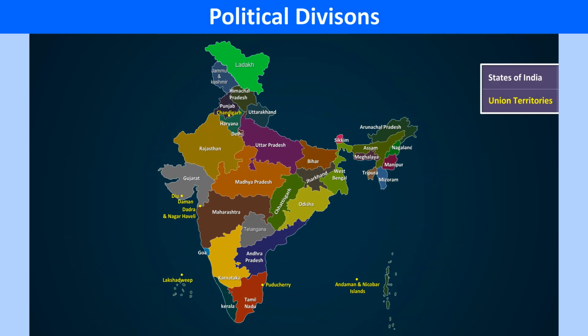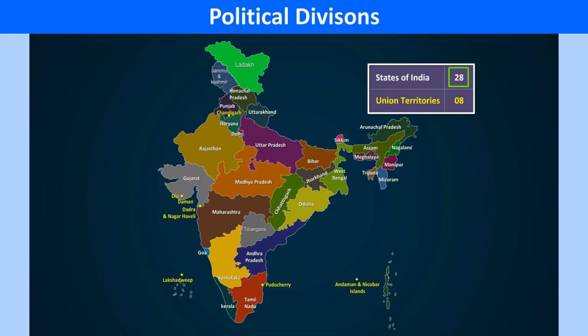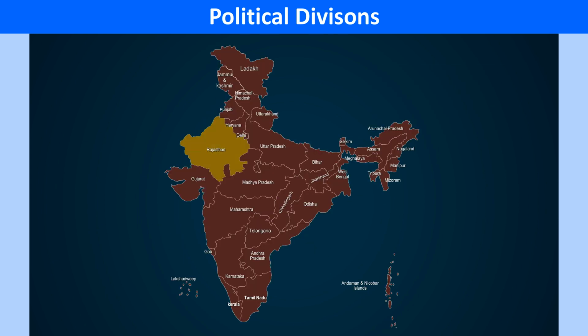Political divisions. There are 29 states and 7 union territories in India. The political map of India shows the boundaries of India's states and union territories and the area each unit covers. It also shows the state capitals and other major cities. Rajasthan is the largest and Goa is the smallest state in India. The states are further divided into districts.